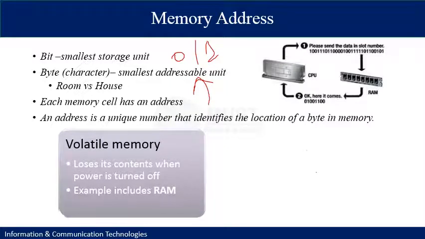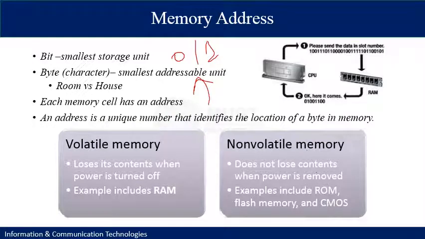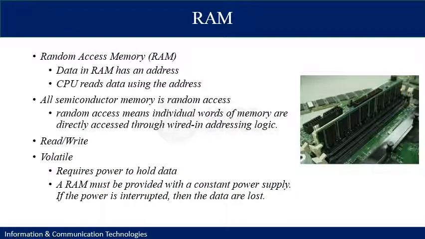So there are two types of memories, the volatile memory and the non-volatile memory. The volatile memory loses its contents when power is turned off. An example is the RAM, random access memory. On the other hand, non-volatile memory does not lose content when the power is removed. The examples include read-only memory, flash memory, and CMOS memory. So let's first discuss the usage and the working of the RAM.